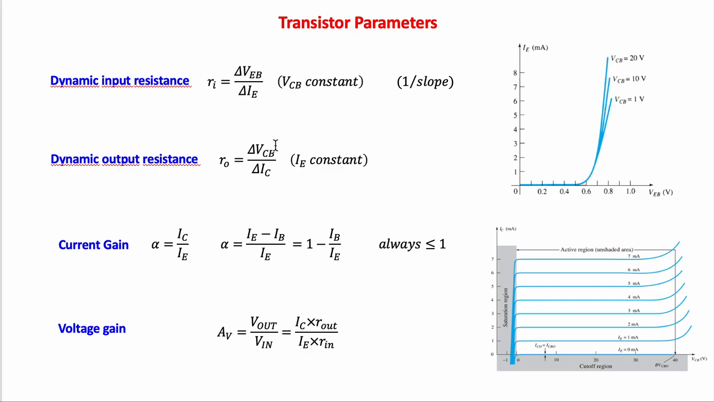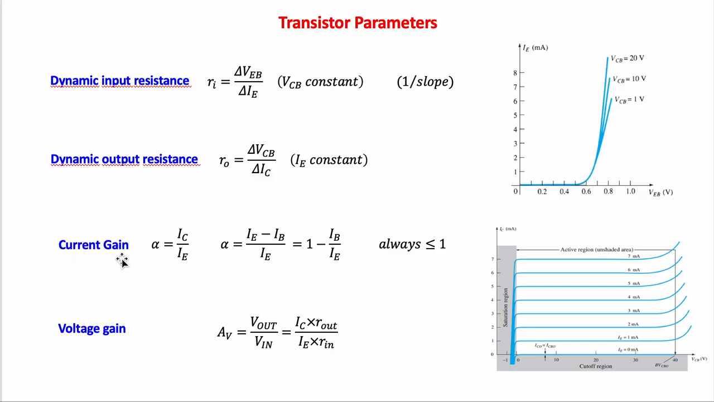The output dynamic resistance is the ratio of the change in output voltage to the change in output current, delta VCB over delta IC. Again, the input current needs to be constant. Since this is the characteristic, this is also equal to 1 over the slope. The slope is almost 0, so 1 over 0 is going to be a really high number. So we can tell that the dynamic input resistance of the common base is much smaller than the dynamic output resistance.